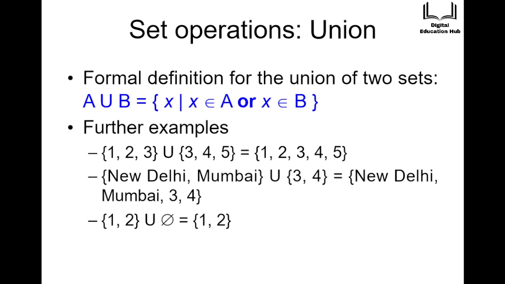In the second case there is another example: New Delhi, Mumbai, and another set {3, 4}. Since nothing is common, you don't need to worry about anything. You can just write down all the elements and that would create the union set. In the last example, we take the union of a set with the null set. There is a set A and you are taking the union with the null set, which results in set A itself. So {1, 2} union the null set results in {1, 2} itself.